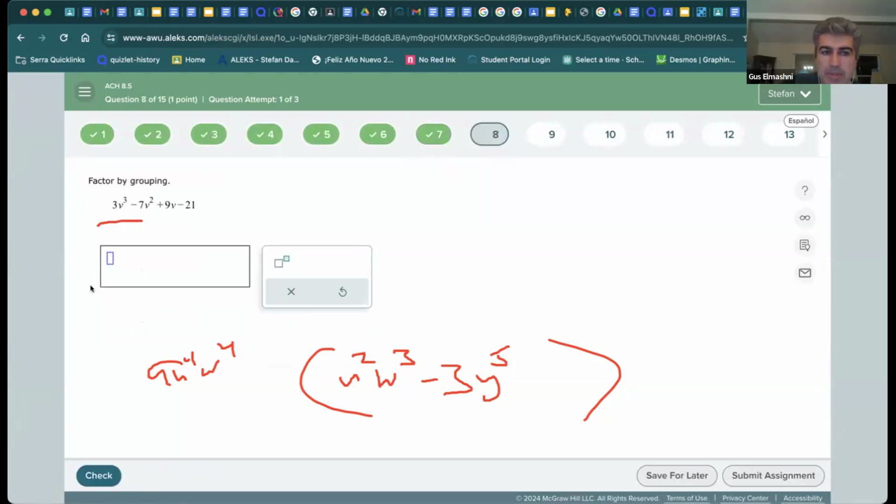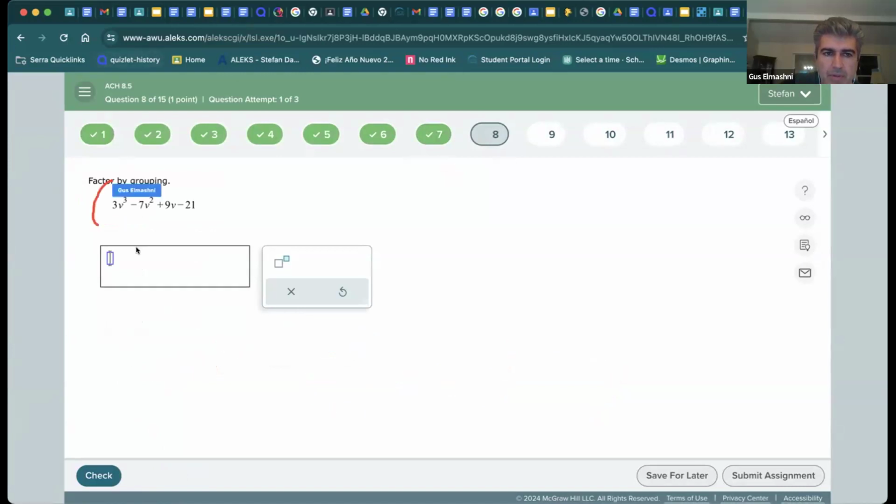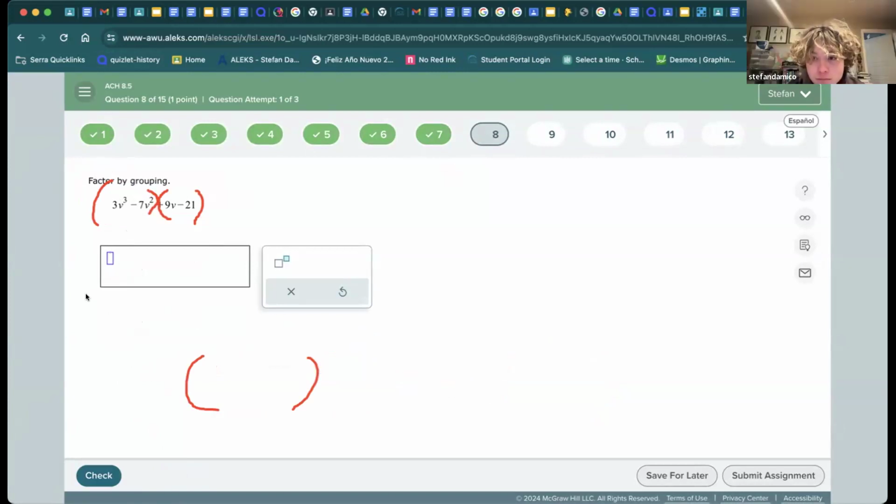Okay, this is factor by grouping, but still the same concept. So you're going to group the first two. Just see what they have in common. They don't have any numbers in common, so forget about that. But you have V cubed and V squared. Think of V like a Christian McCaffrey jersey. The first one's like Target, they have three McCaffrey jerseys. The other one's like some sporting goods store, like Dick's Sporting Goods. They have two of them. So you're going to take out V squared.